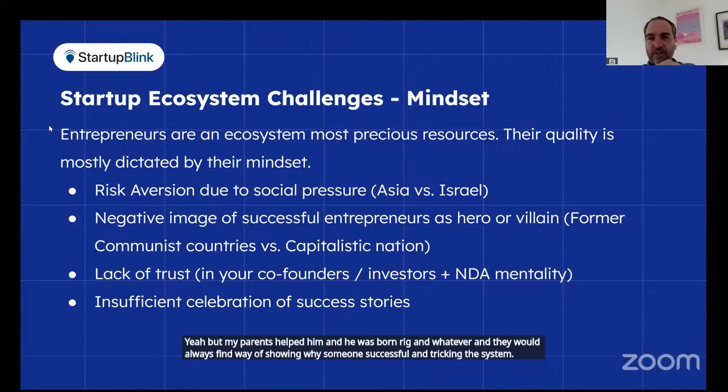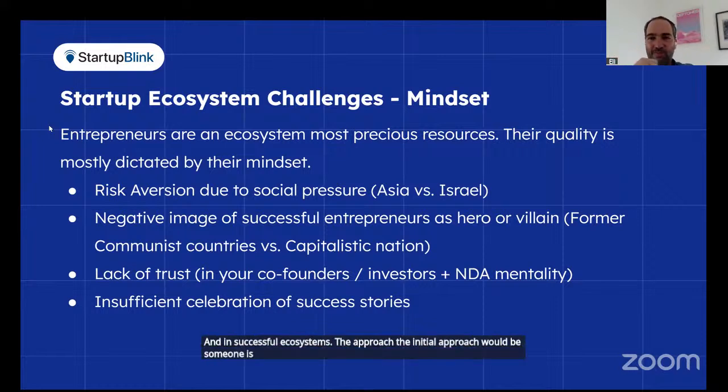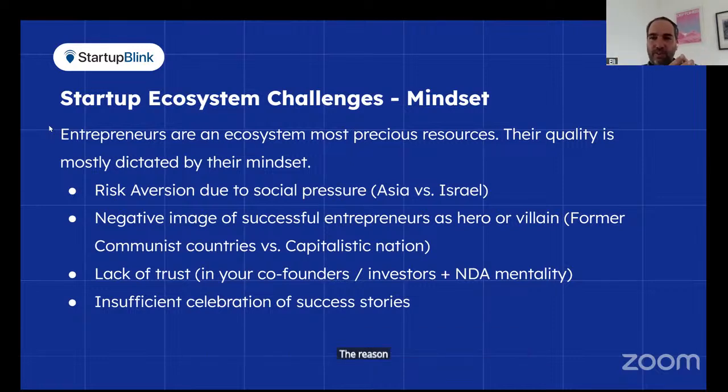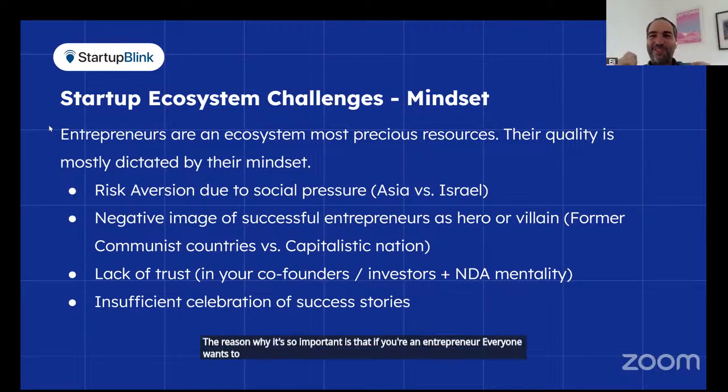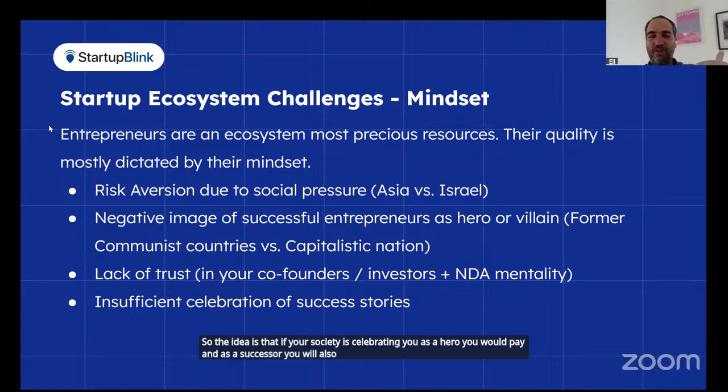In a successful ecosystem, the initial approach would be, if someone is winning, to cheer for this person, not to find reasons why they tricked the system, but actually to say, here is a cultural hero. The reason why it's so important is that if you're an entrepreneur, everyone wants to be a hero. Nobody wants to be a villain. So if your society is celebrating you as a hero, you would stay, and as a success story, you will also fund the next startup in a way.